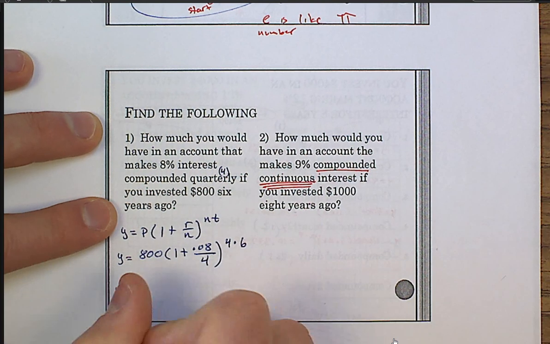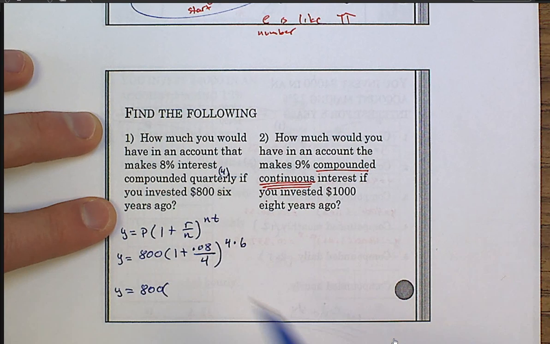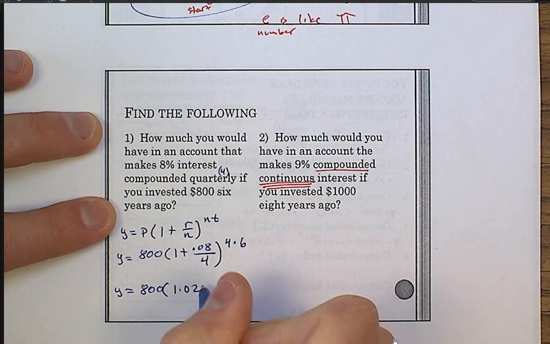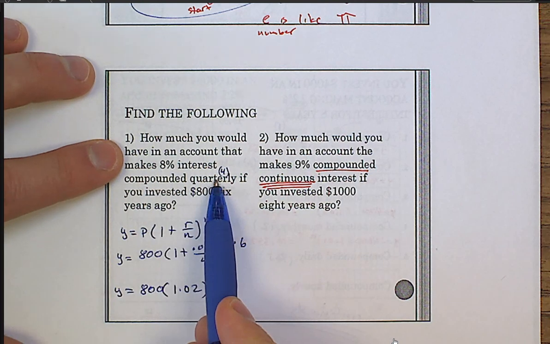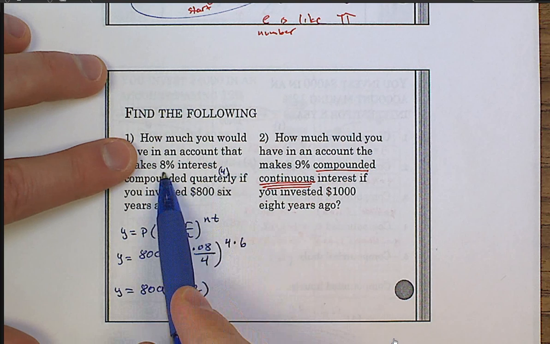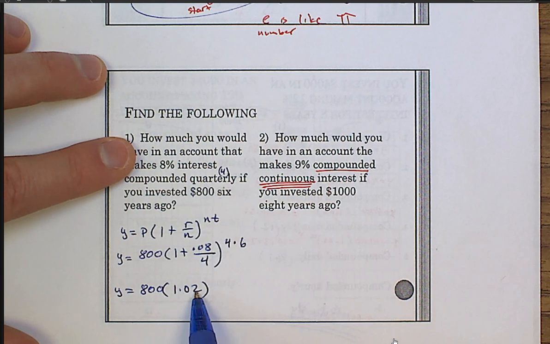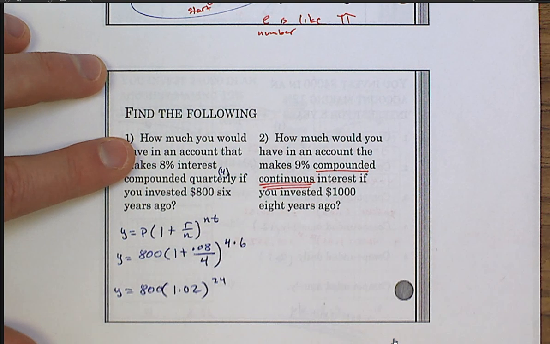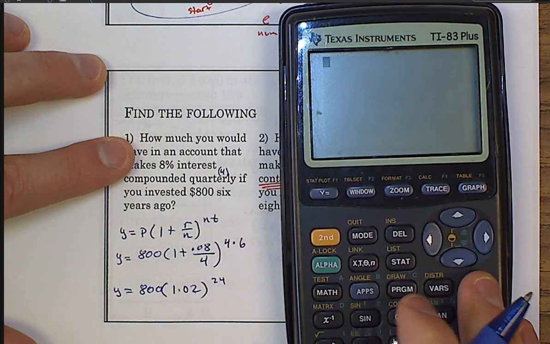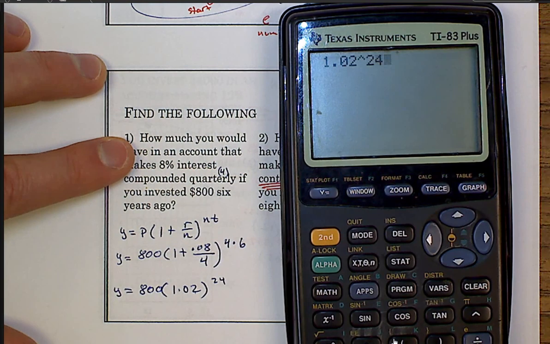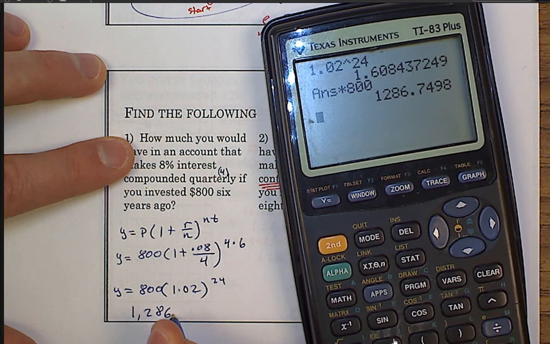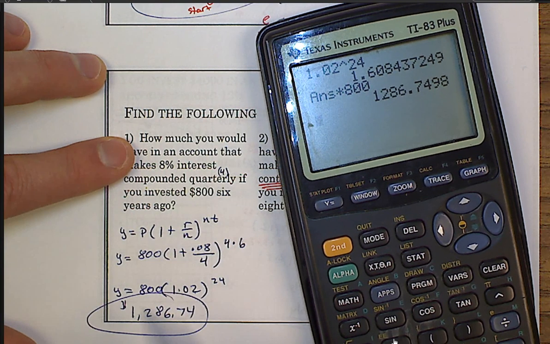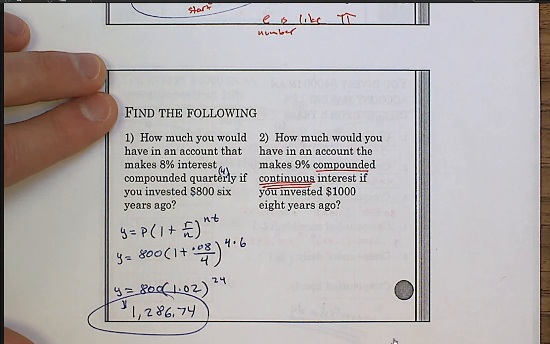You get y equals 800. We should get 1.02. Now some of you, if you know that if you take 8% and that interest is broken up 4 times or divided, that 8% is divided 4 times, you know you're going to get 2% interest to the 24th. So we take our calculator, 1.02 raised to the 24th power, and we're going to times that by 800, and we get $1,286.74. Not bad.